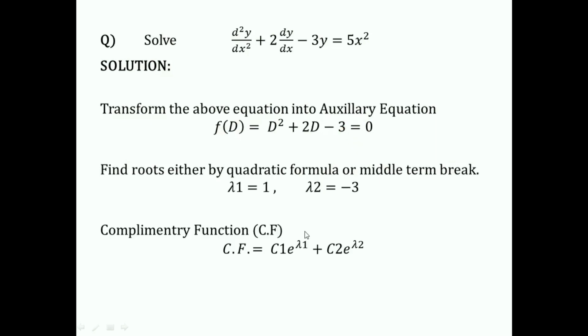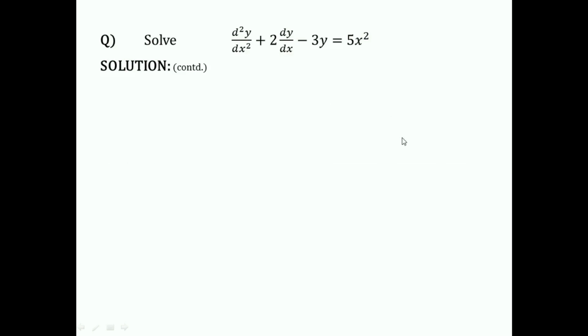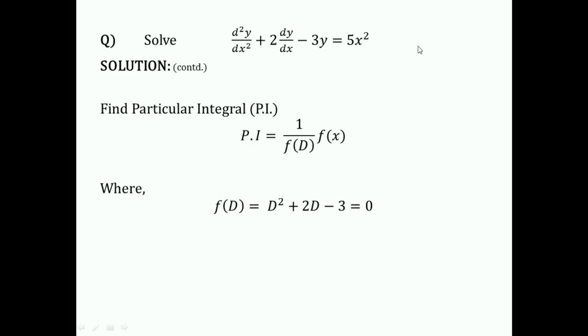Now we can find the complementary function by putting the roots in our equation. So our equation becomes c1 e^x + c2 e^(−3x). Now we need to find our PI. For that, we need to know f(D) and the function of x. The function of x is here 5x², and f(D) is the auxiliary expression D² + 2D − 3. Now let's put f(D) and the function of x in our equation for PI. We get 1 over (D² + 2D − 3) times 5x².